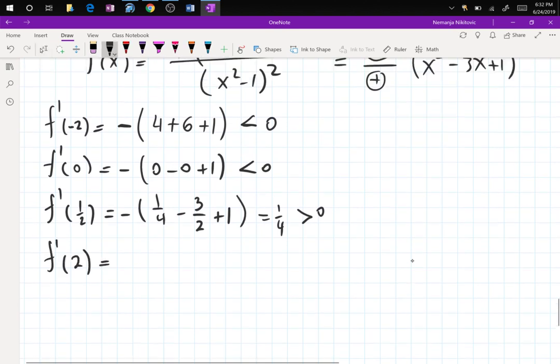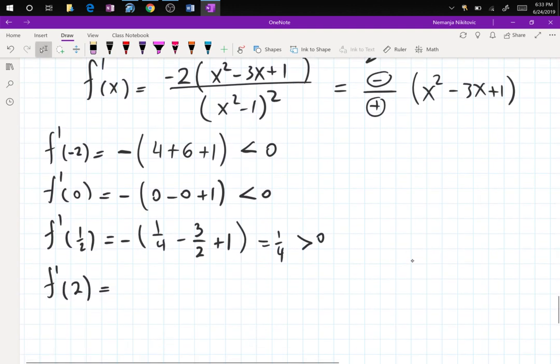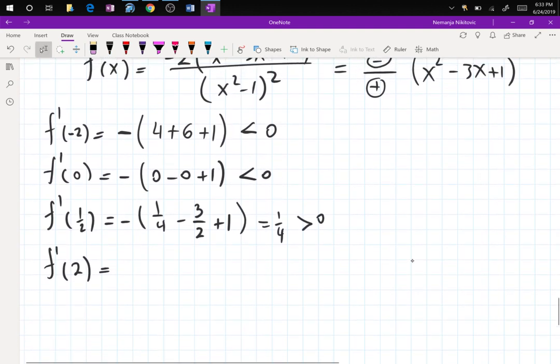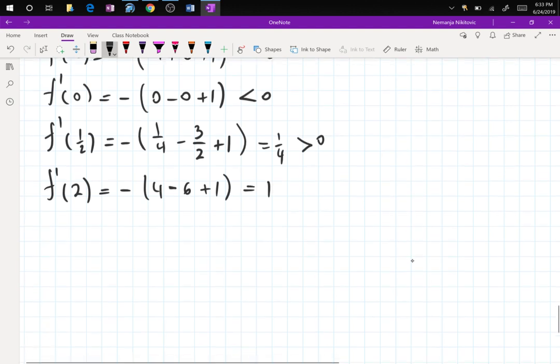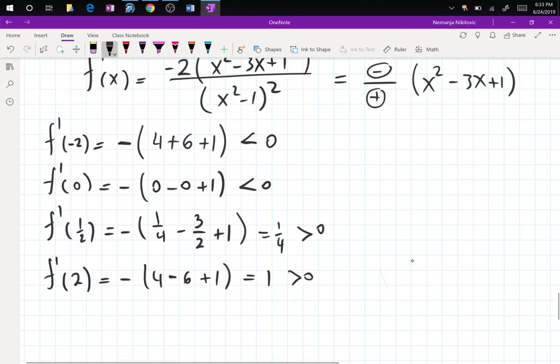Calculate at 2. So that's 4 minus 6 plus 1. That's negative 1. So the whole thing is 1. So it's larger than 0. So we have another increase.